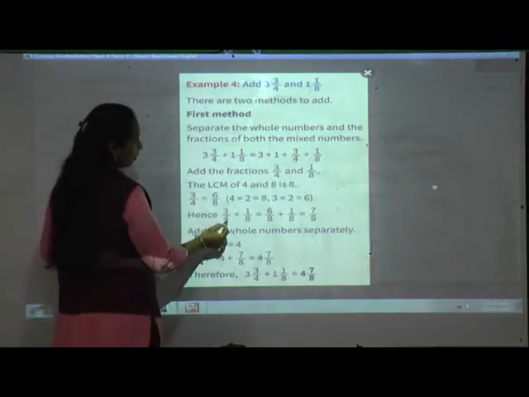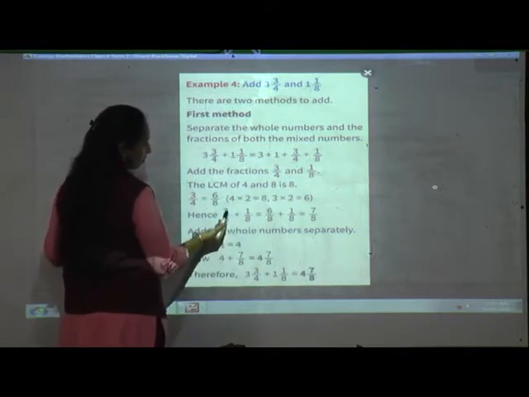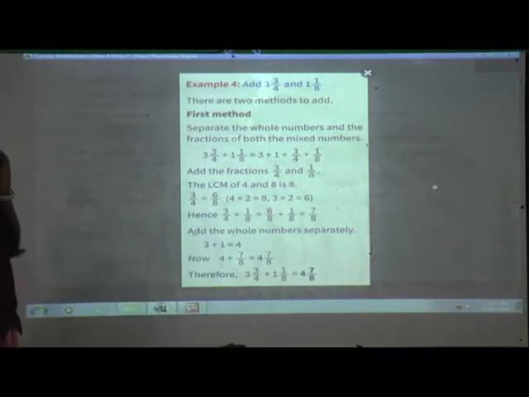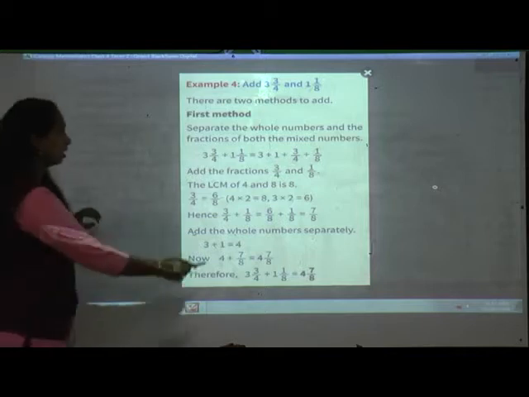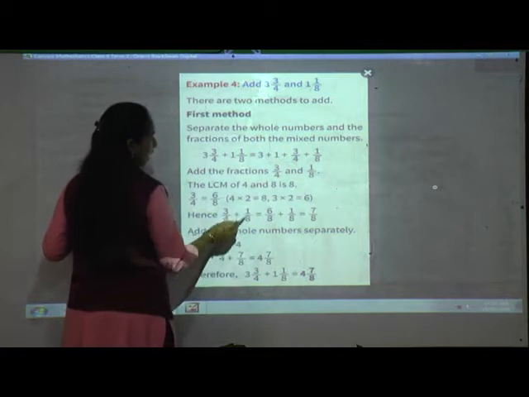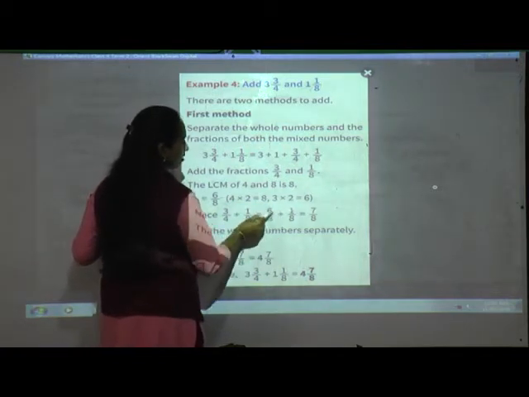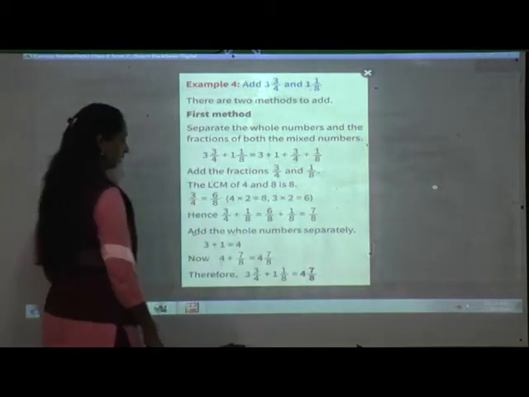So 3 upon 4 plus 1 upon 8 is, what will come? 3 upon 4 means 6 upon 8, and 1 upon 8 means 1 upon 8 only. So add the numerators together: 6 plus 1 is 7, and the denominator 8 stays as it is.